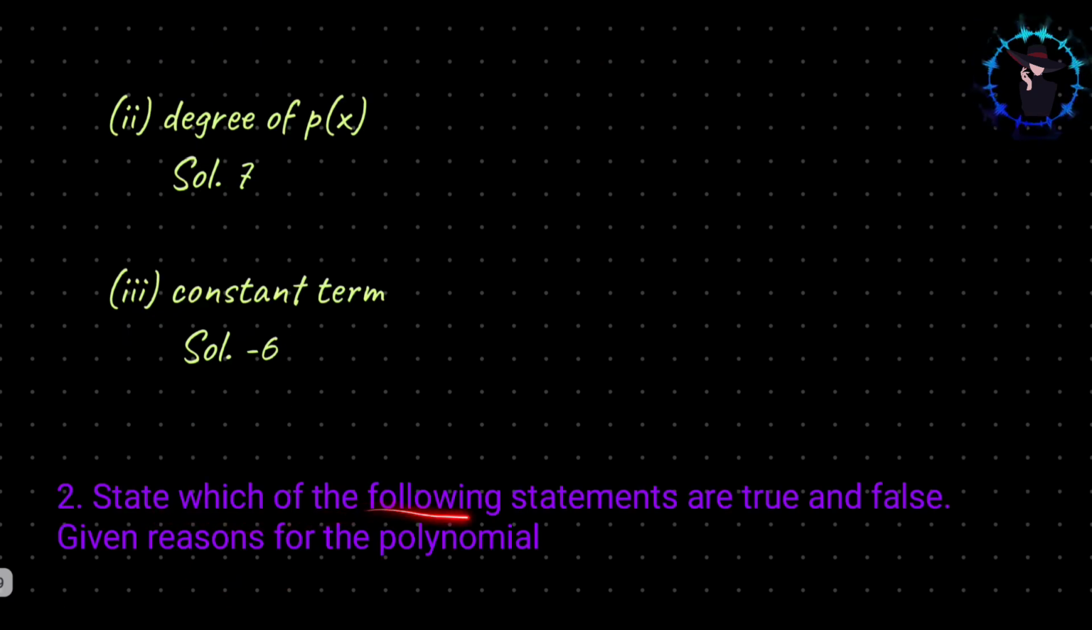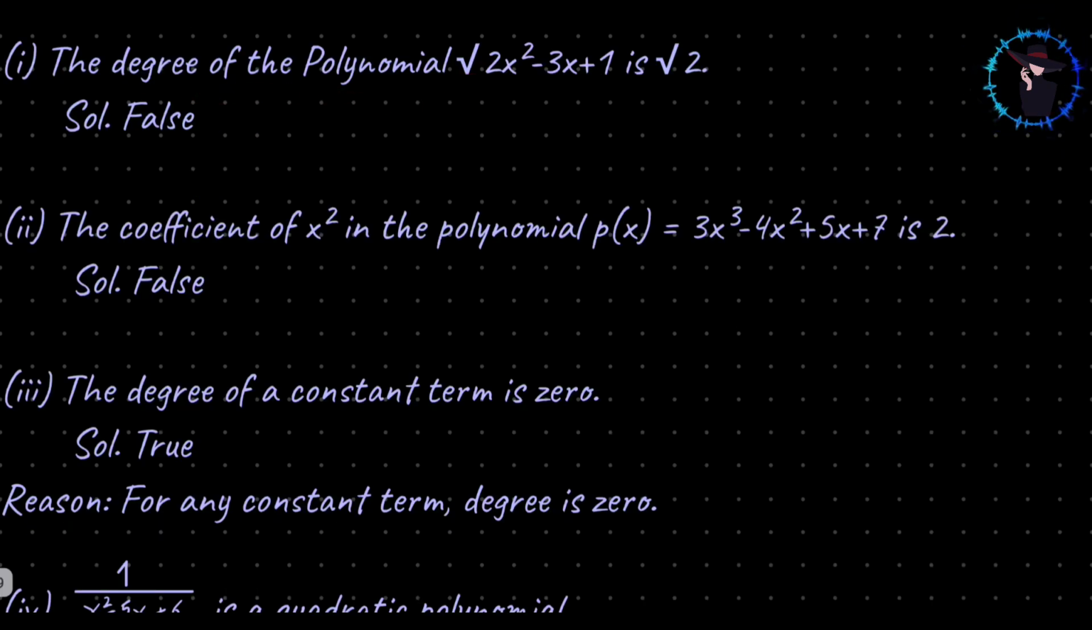Second question. State which of the following statements are true and false. We got some statements. We need to answer them. The degree of the polynomial root 2x square minus 3x plus 1 is root 2. Is it a degree? No. Of course, the power is the degree, not the root 2. It is a coefficient of x square. It is not a degree. So it's false.